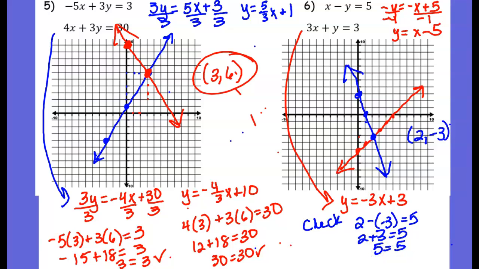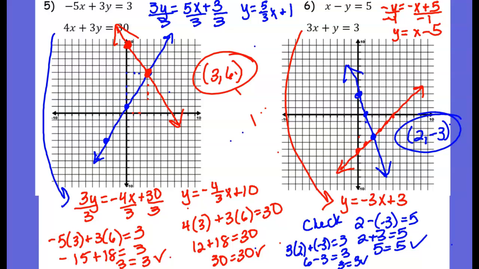And then the second one we'll check. 3 times x would be 3 times 2 plus a negative 3. Does that equal 3? 6 minus 3 equals 3. That one works too. So that works for both. So we know that that's our solution. Okay, so in those 6 examples, we had 2 lines with 1 intersecting point.